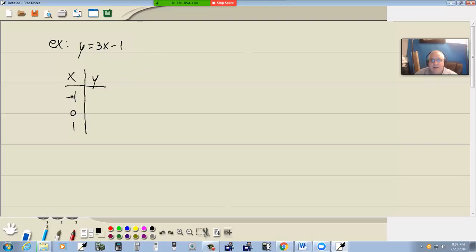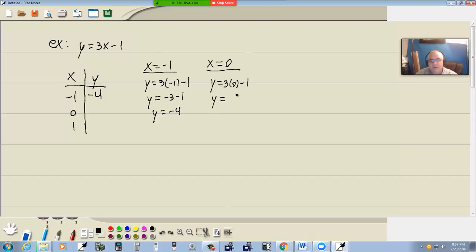Then, for each one of those, for example, x equals negative 1, we're going to plug them into our original problem. So we've got y is equal to 3 times negative 1 minus 1. That's negative 3 minus 1, or negative 4. Then we'll plug in x equals 0. So we're going to have y is equal to 3 times 0 minus 1. 3 times 0 drops away, so we got negative 1.